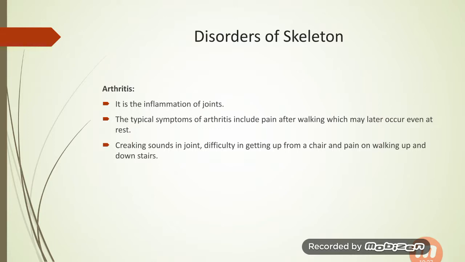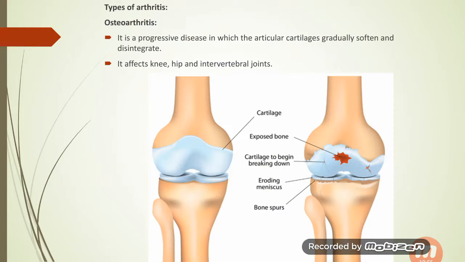Symptoms of arthritis are: you feel pain when you walk, which may later occur even at rest. Creaking sounds may be heard in the joints when you move, and you feel difficulty in getting up from a chair and pain on walking up and down stairs. The types of arthritis are osteoarthritis, rheumatoid arthritis, and gouty arthritis.